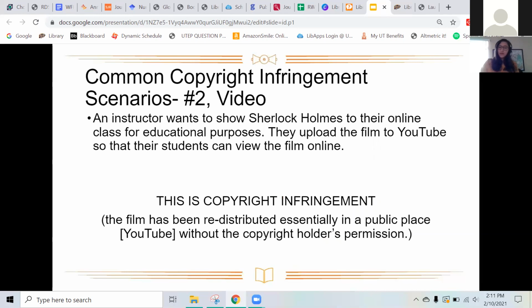So this is also copyright infringement because the film has been redistributed essentially in a public place on YouTube without the copyright holder's permission.